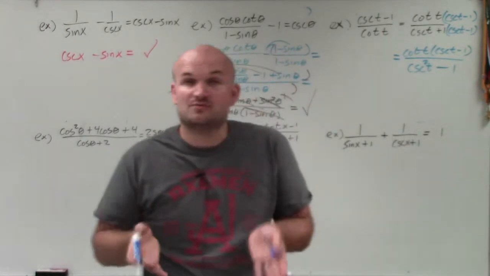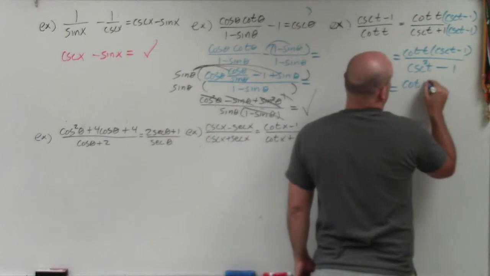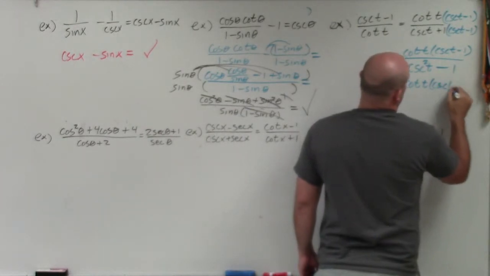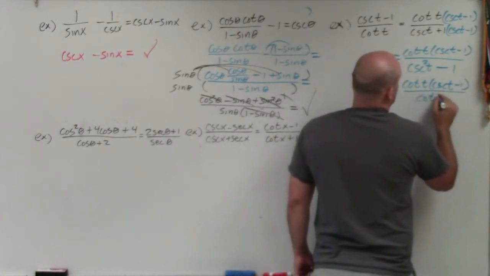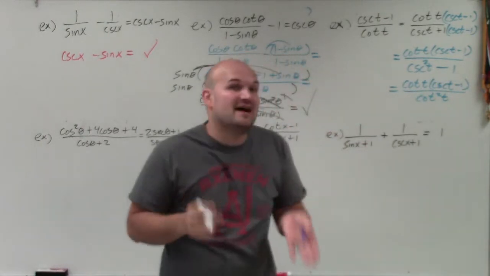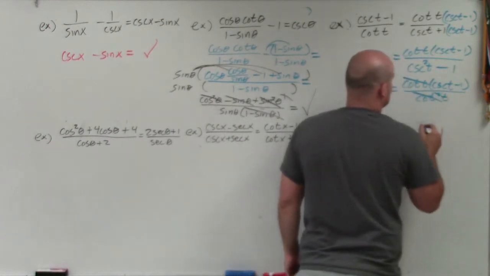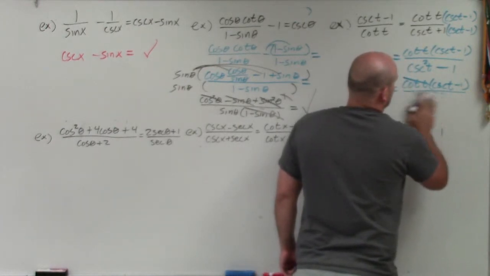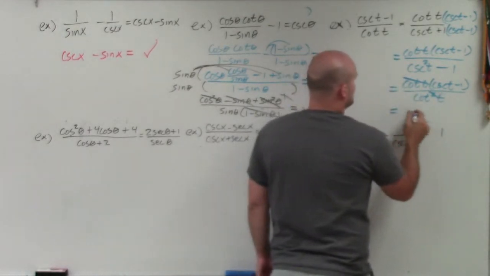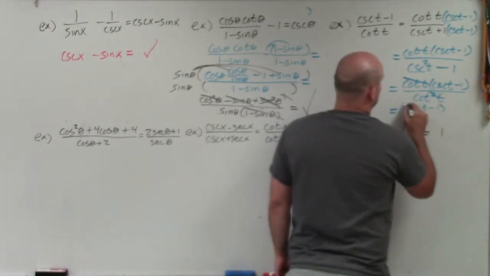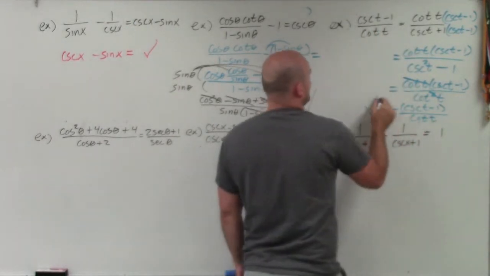Well, cosecant squared of t minus 1, using your Pythagorean identities, is the same thing as cotangent squared. So I have cotangent of t times cosecant of t minus 1 divided by that, which now becomes cotangent squared of t. Well, cotangent t divided by cotangent squared of t, that can divide out, leaving me with cotangent of t. So therefore, I'm left with cosecant of t minus 1 divided by cotangent of t, which you can see is exactly what I have on my left side.